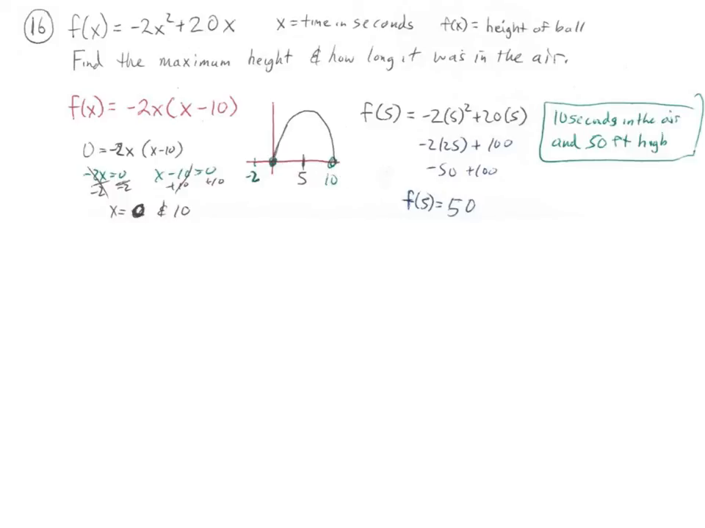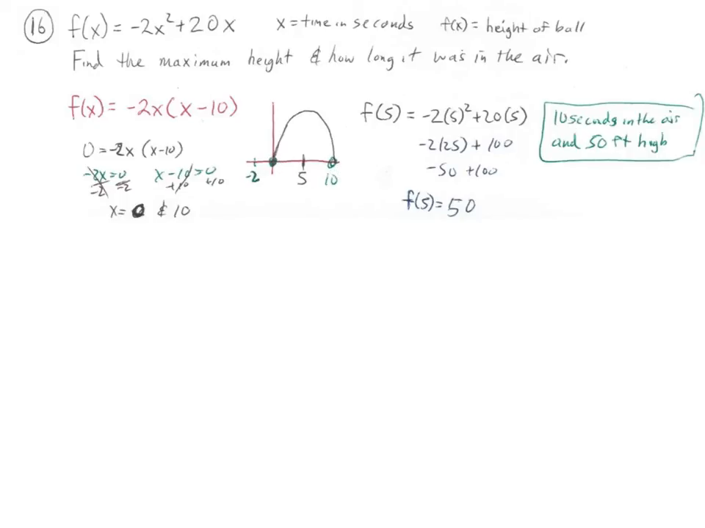So how do we get this graph here? Well, one way you could think about this is to change to intercept form by pulling out a negative 2x, and then I get this, and then I find my two zeros by setting each factor equal to 0 and solving it. That's 0, and that's 10. So 0 and 10 are my x-intercepts. So you can see how long it was in the air. It would be 10 seconds.